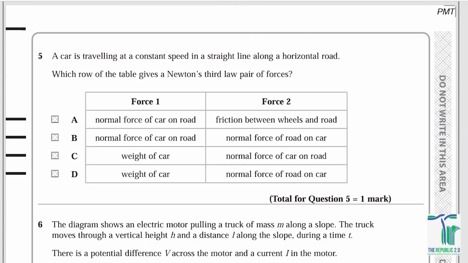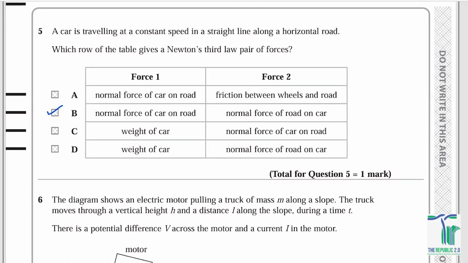Now you've got question number 5. A car is traveling in a straight line along a horizontal road. Which row of the table gives the Newton's third law pair of forces? For this one, you have to go with option B, because they are the same forces acting on different objects, which makes up the Newton's third law pair of forces, right? So that is why you have to go with option B.